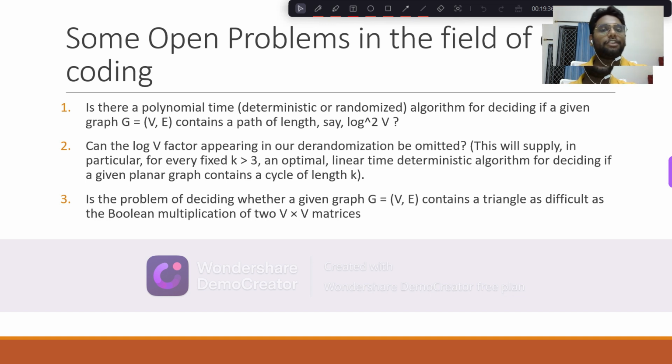The first one is, is there a polynomial time algorithm for deciding whether a graph contains a path of length, say, log square v, which can be completely arbitrary in itself. The second one, can the log v factor appearing in de-randomization be omitted? The color coding algorithm has a really powerful use case in de-randomization, because it's really easy to de-randomize, as we have seen in the k-path and k-cycle problems. But at that point we got an extra log v term, so can we find an algorithm which omits it? I found this pretty interesting.